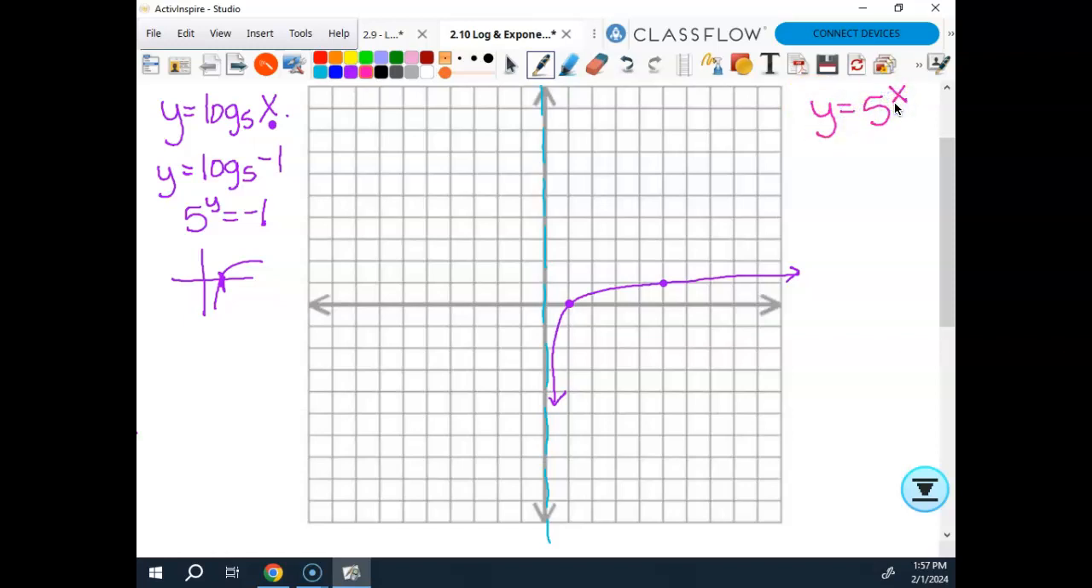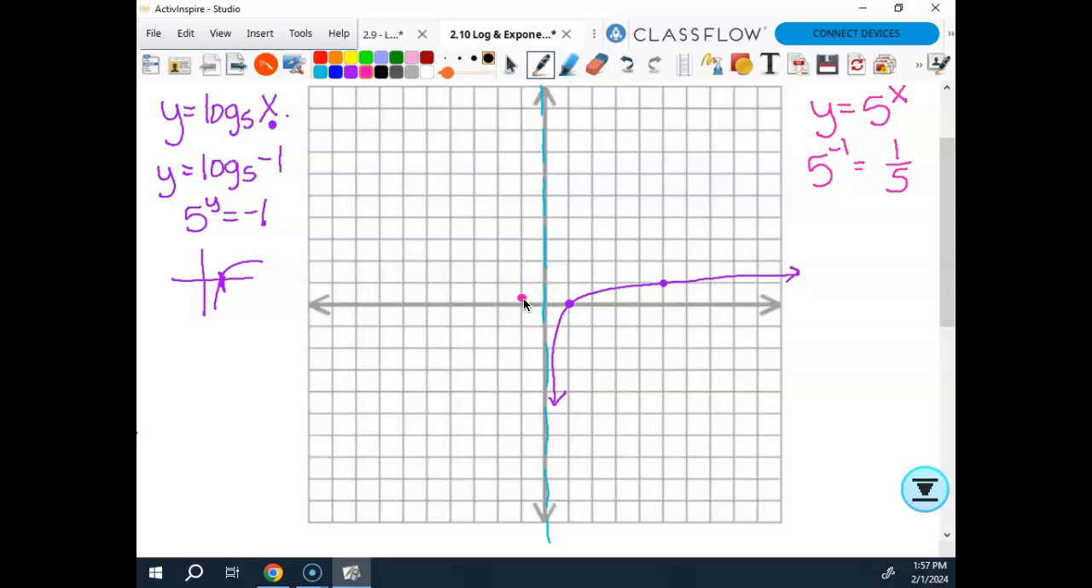So let's start, we started with -1 over there, let's start with -1 over here. What's 5 to the negative 1 power? 1 over 5, right? Gives me the reciprocal. That's why I can't get a negative number out of an exponent. All it does is give me the reciprocal. So that means I have the ordered pair, negative 1, 1/5, which is about right there.